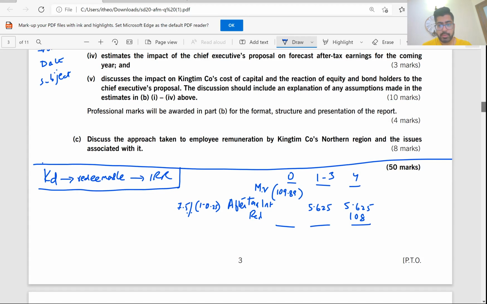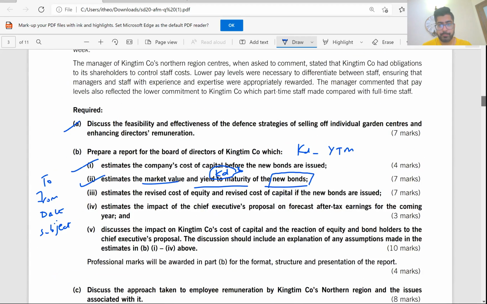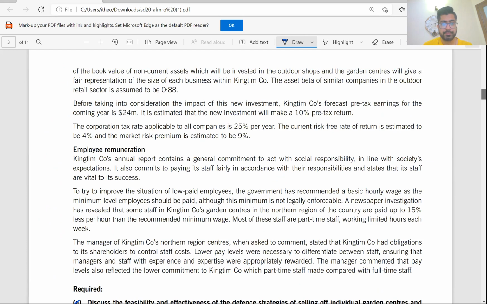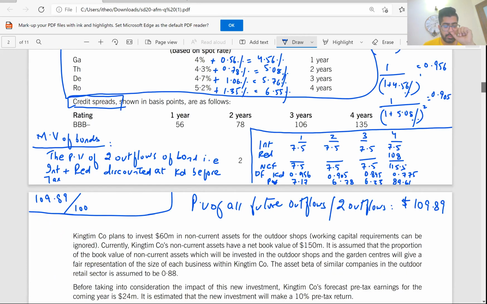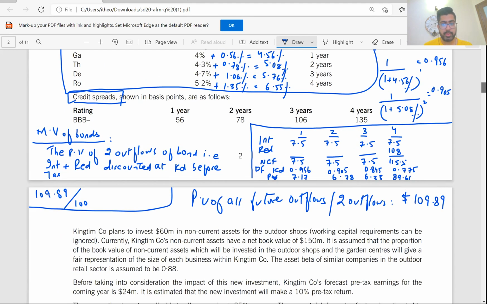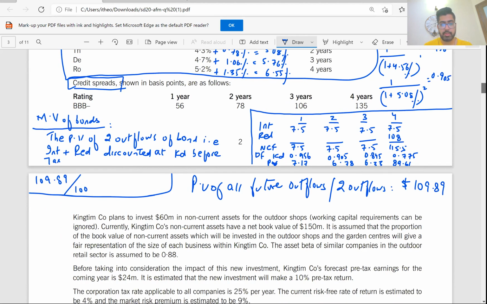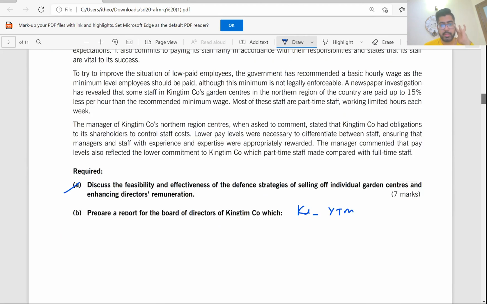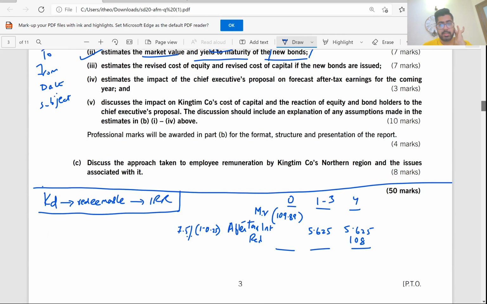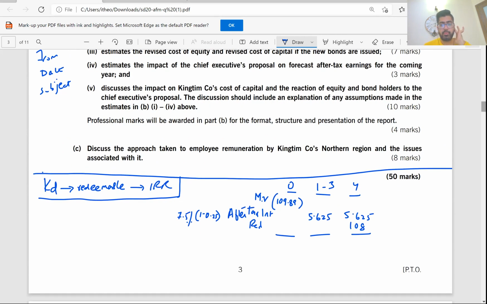So whenever the question asks you the market value of the bond, we do this. Present value of two outflows, interest and redemption, discounted at KD. For KD for 4 years, we got it. The market value is 109.89. Then it asks yield to maturity, KD of the new bond. So for KD of redeemable, we use the IRR approach.